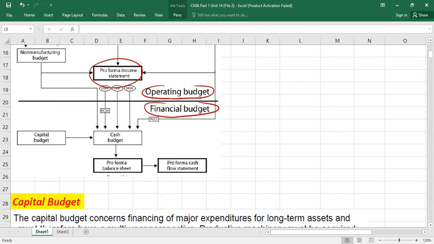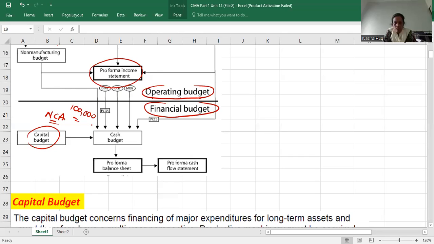Under the financial budget, first of all, we have the capital budget. Under the capital budget, we decide how much money we need to spend to buy non-current assets. We are not going to prepare capital budgeting here; you will study it in CMA Part 2. Once the capital budget is decided, let's assume you will spend $100,000 to buy non-current assets. Then which budget is prepared? Then the cash budget is prepared.